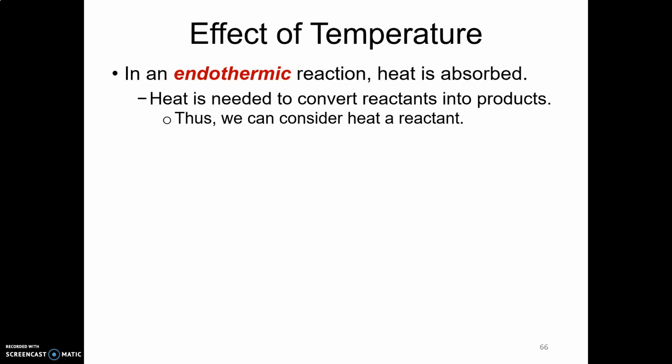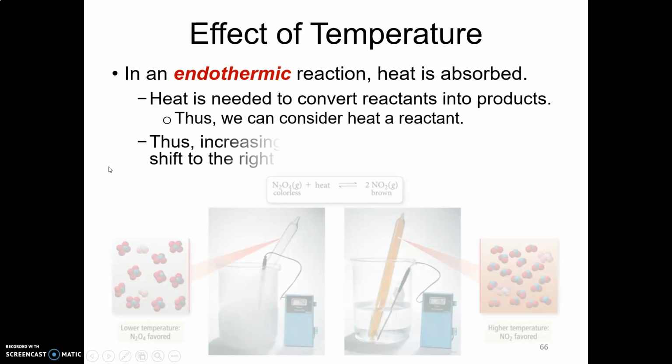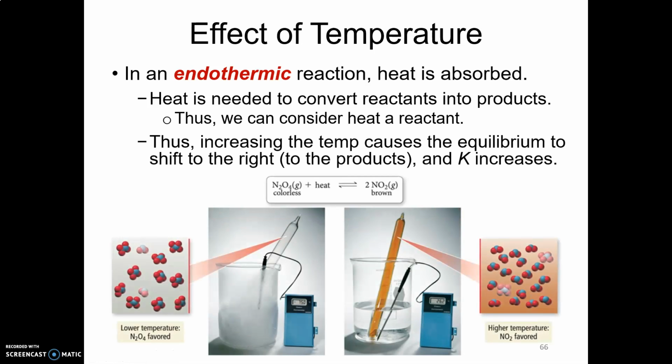So the easiest way to do this is to first identify what type of reaction you're talking about and then treat heat like a reactant. So in an endothermic reaction, heat is necessary, which means heat is a reactant. Okay? And what did we say before? If you add something, it shifts away. So if heat is a reactant, it's going to shift to the right towards the products if you add it. And if you remove heat from an endothermic reaction, it's going to shift to the left towards the reactants, right?